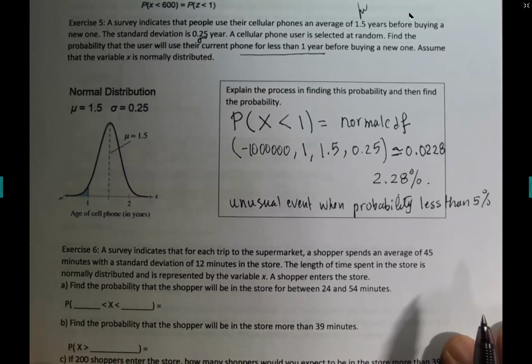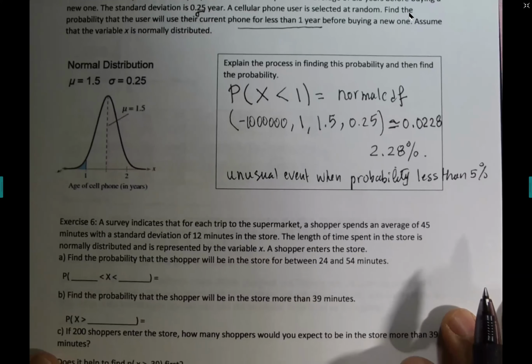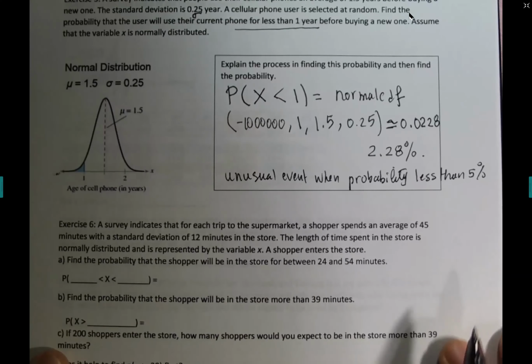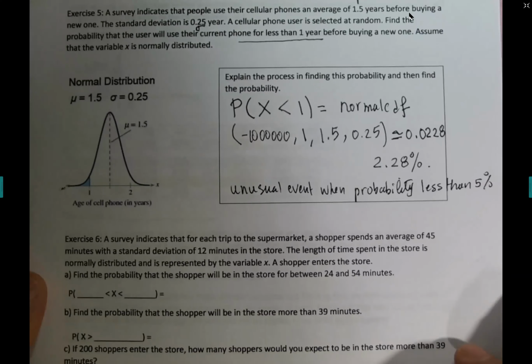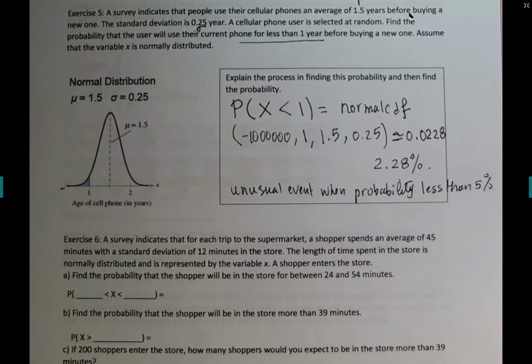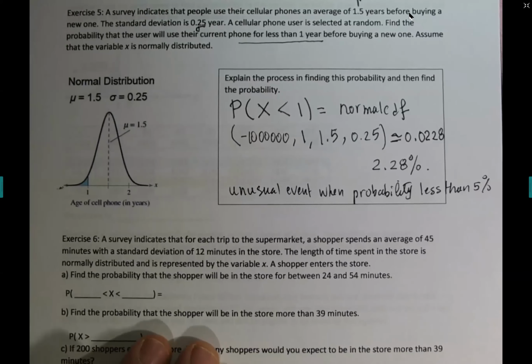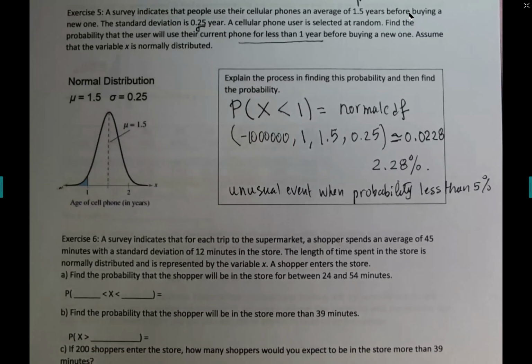All right. Let's do it. You said that was a standard rule, that anything less than 5% is unusual. Yes. In probability world, if you get an answer less than 5%, you can make a conclusion that this is an unusual event. Anything 5% or higher is called a usual event.